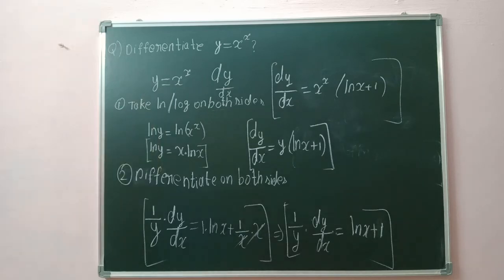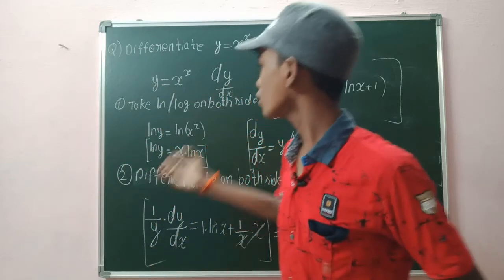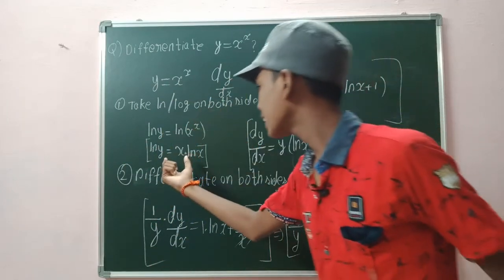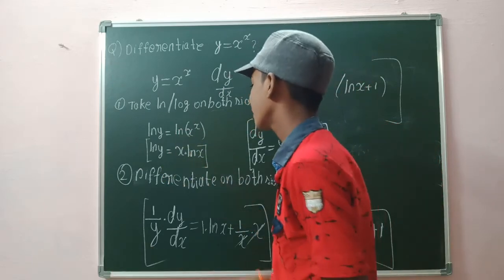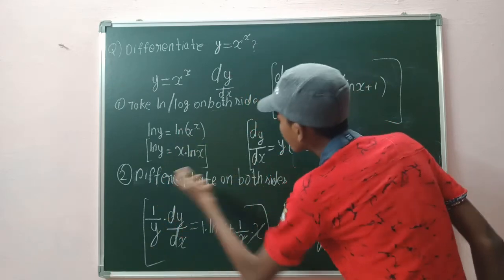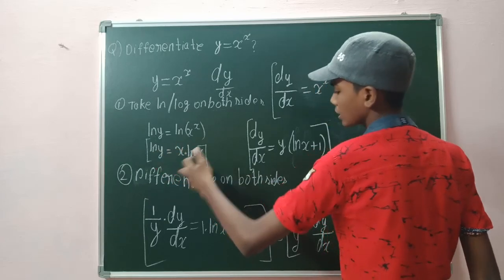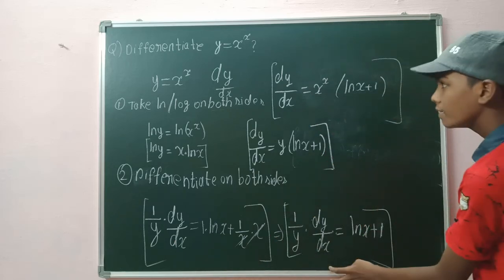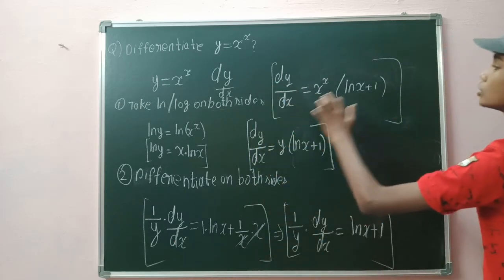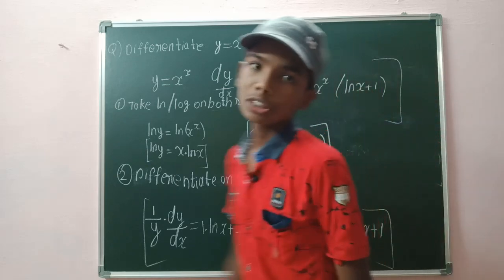So how to solve this: first, as the name suggests, take ln or log on both sides. Therefore I will get this using our laws of logarithm. I arrange this particular equation. After that, differentiate on both sides of the equation: ln of y differentiation and x into ln of x differentiation. This is what will be left. After cancellation, this is what I will get, and therefore dy by dx will be x power x into ln of x plus 1. And that's the answer for the question.